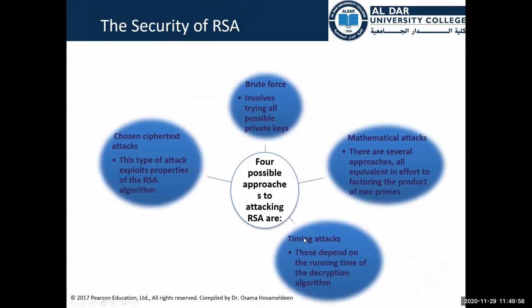And the last, the timing attack. The timing attack is talking about the time taken to do something. And using this calculation, if you have a very accurate time measure, you can guess the plain text.